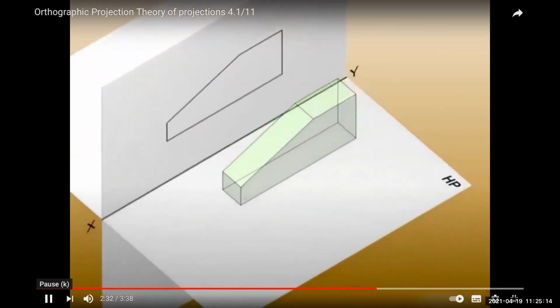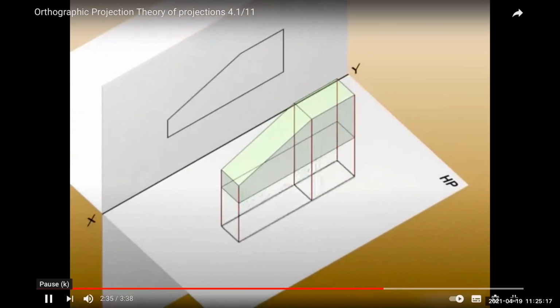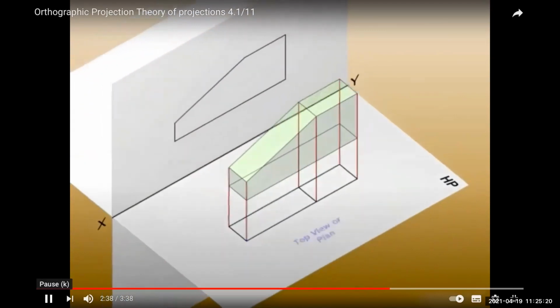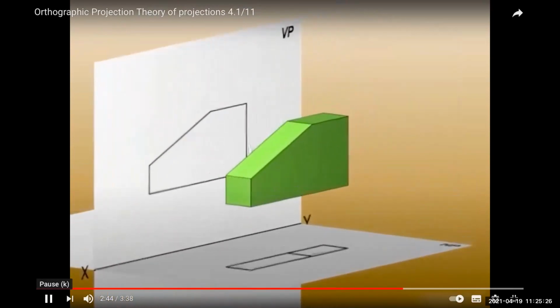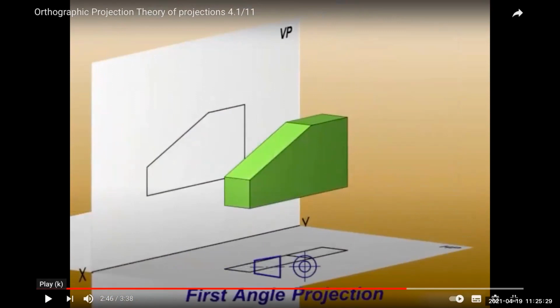And if we look at it from the top, then the image formed on the HP is known as top view or plan. As the object is in the first quadrant, the projection obtained is the first angle projection. So this is what I want to show you: when the presenter said first angle projection method, you can see some symbol appearing on the screen. This is the symbolic representation of first angle projection method, whereas you can see these two circles will be on the left hand side for third angle projection method.